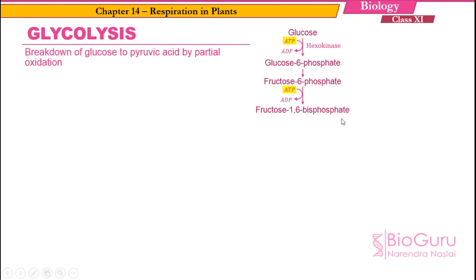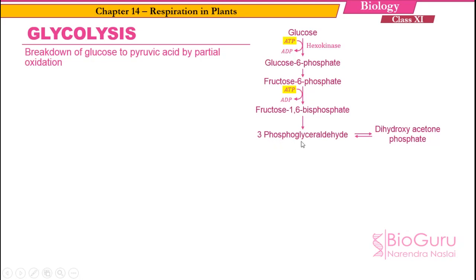Now this fructose 1,6-bisphosphate splits into two compounds, that is 3-phosphoglyceraldehyde and dihydroxyacetone phosphate. So it is because of this step only that the reaction is called glycolysis. Glyco means glucose, lysis means breakdown. Right? Here the one molecule of fructose 1,6-bisphosphate is broken down into two molecules, 3 carbon compounds, that is 3-phosphoglyceraldehyde and dihydroxyacetone phosphate.